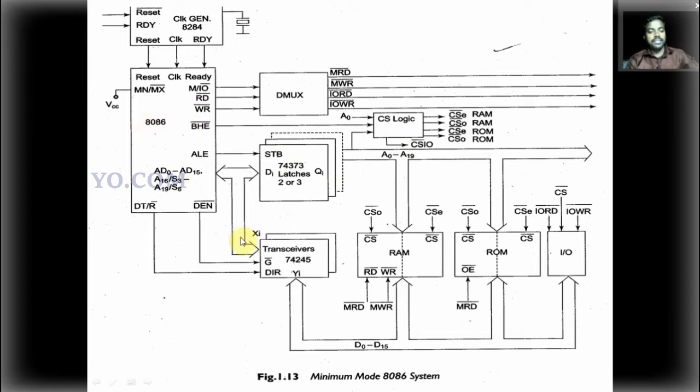Transceiver is controlled by the DEN and DT bar R bar signals. Latches are controlled by the ALE signal. Then chip select logic is controlled by bus high enable and the lower address bit A0. So these are the control signals used in the minimum mode configuration. By using this minimum mode configuration, we can connect RAM, ROM, and IO or other integrated circuits along with the 8086 microprocessor. So it's a very important question, very important diagram.